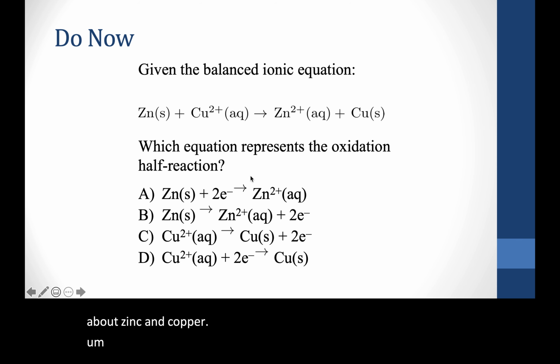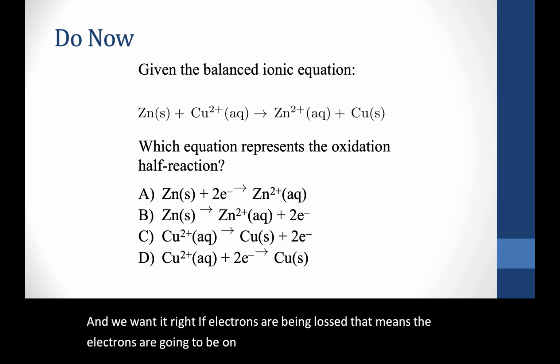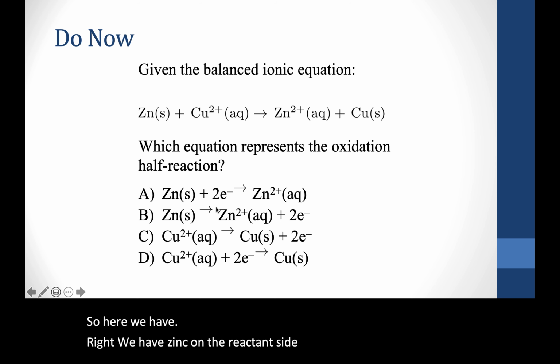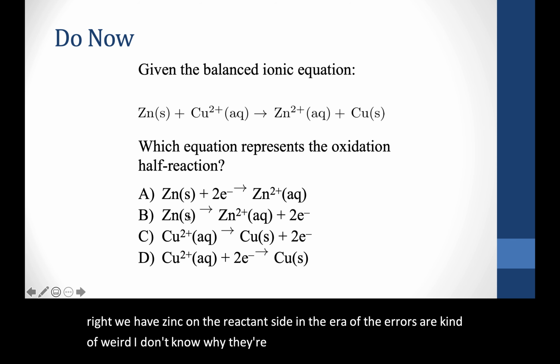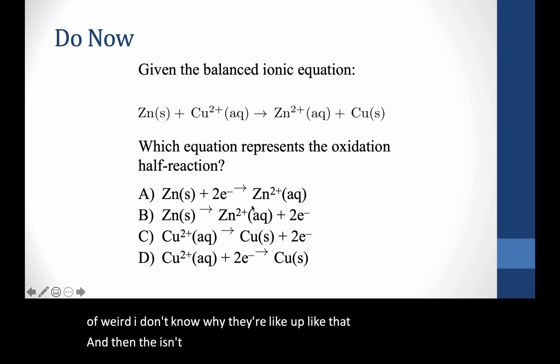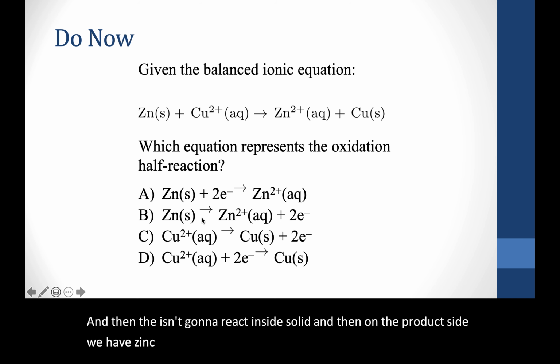And if electrons are being lost, that means the electrons are going to be on the product side, right? So here we have zinc on the reactant side, and the arrows are kind of weird here. I don't know why they're up like that. And then zinc on the reactant side, solid, and then on the product side, we have a zinc ion and 2 electrons separate.